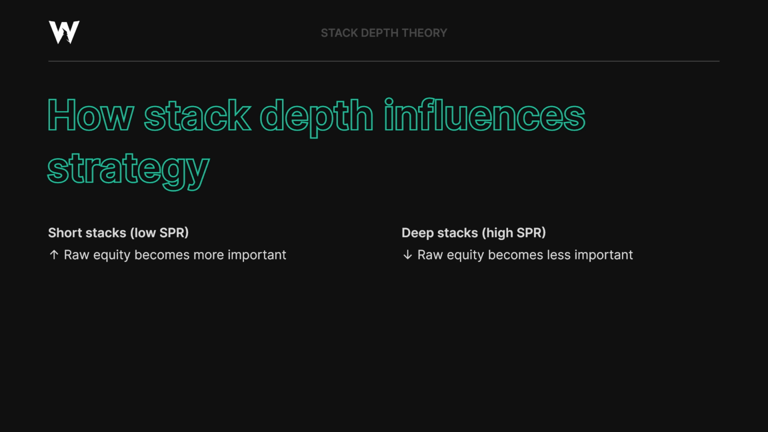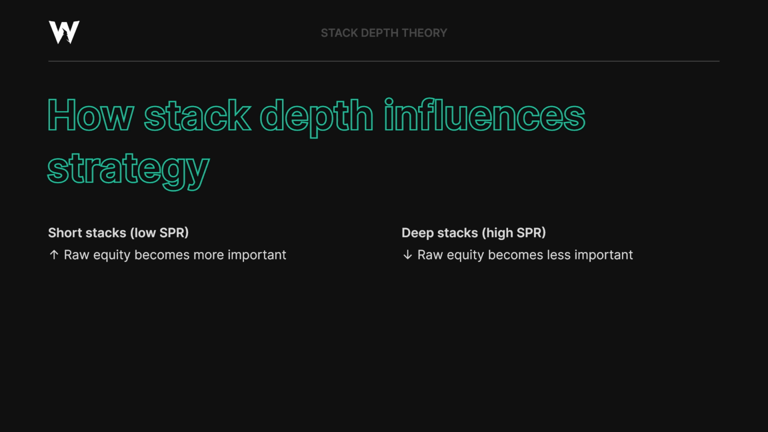That is to say, just having any made hand at a low enough SPR is sometimes good enough to just get chips in. But at deeper stacks, it starts to become problematic to have, say, top pair, no kicker, and end up paying off top pair, better kicker, as an example.